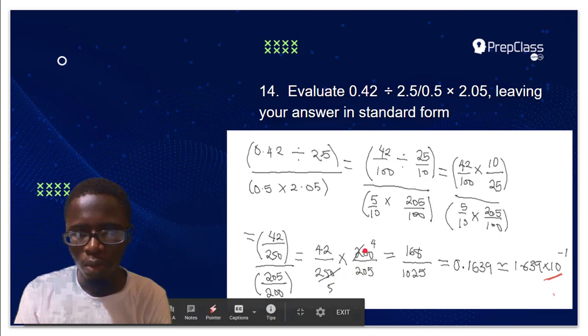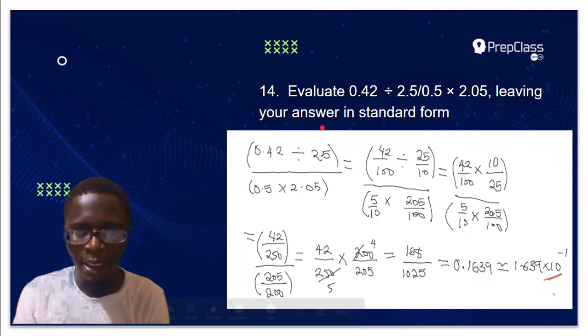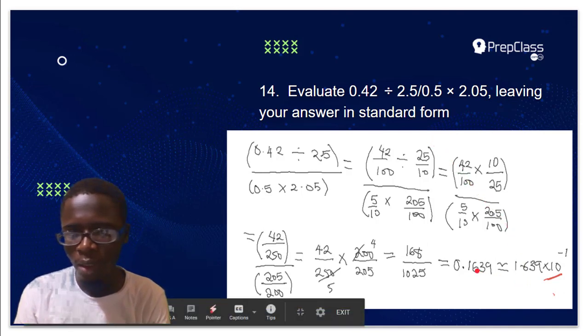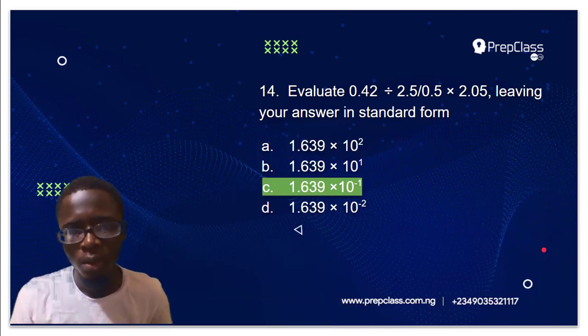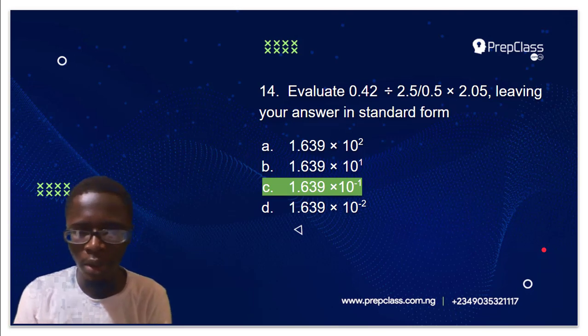And so we can see here that 50 here is 4, 50 here is 5, and 42 times 4 is 168, and then 5 times 205 is 1025. So this will give us 0.1639. Don't forget the instruction says leaving your answer in standard form, and this is our answer in standard form. Normally, because of the 0 point in front, we raise it to the power of -1. So this is option C.